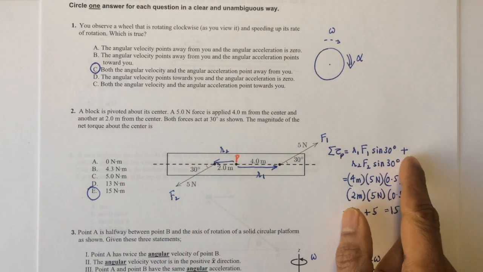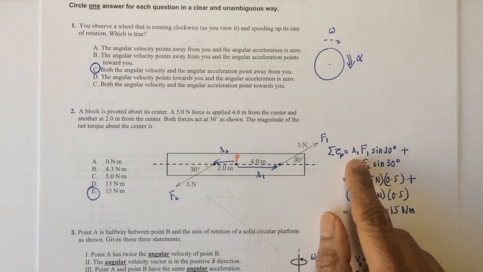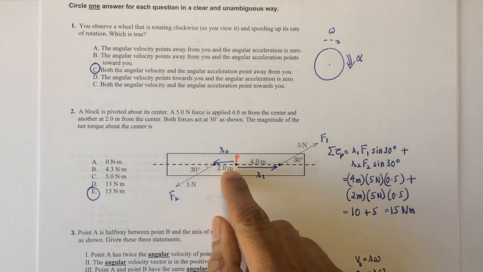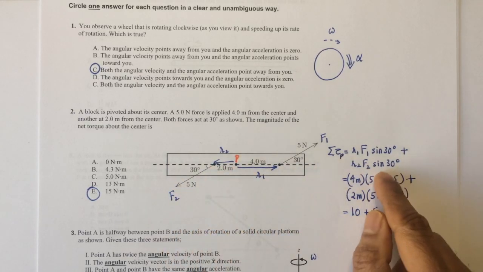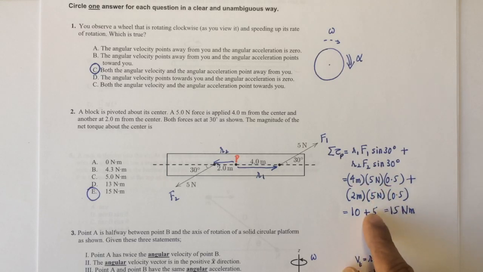So we have to add them. The magnitude is R1 F1 sine theta, in this case theta is 30 degrees, plus R2 F2 sine theta, and when you substitute the numbers for R1, F1 and sine theta, which is half, you get the answer E, which is 15 Newton meters.